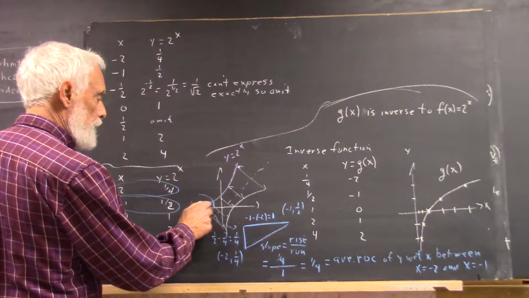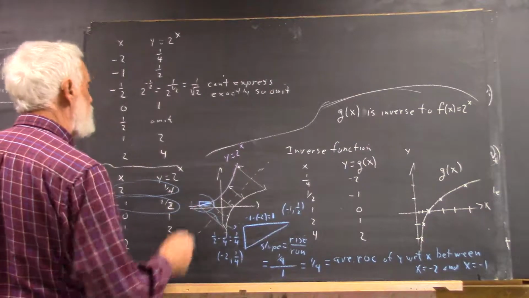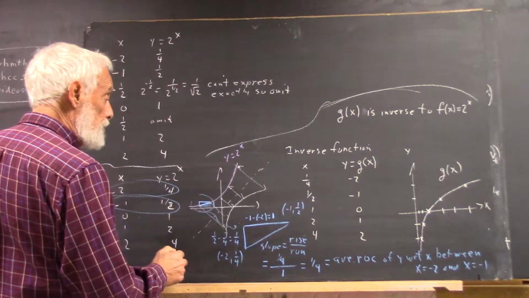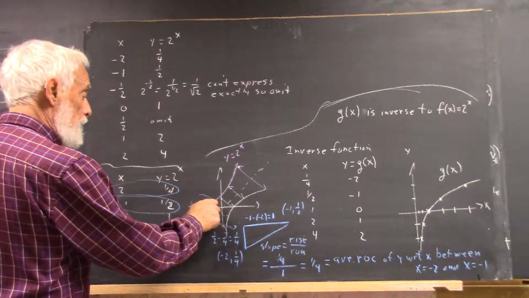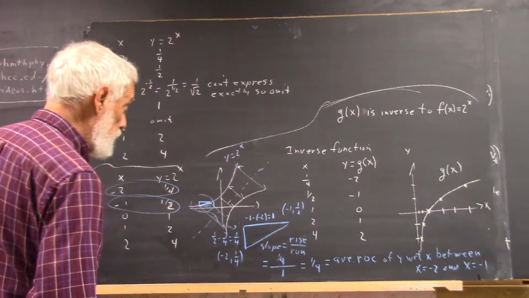You draw the segment between the points, right there's the segment. Then you draw the legs parallel to the coordinate axes. Now you can draw it above this segment or below this segment with legs parallel to the axes.